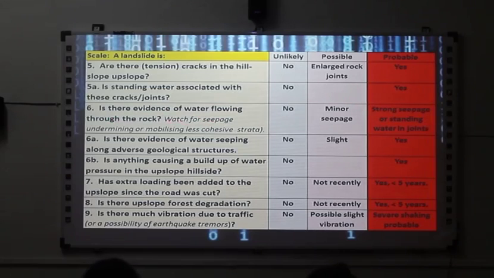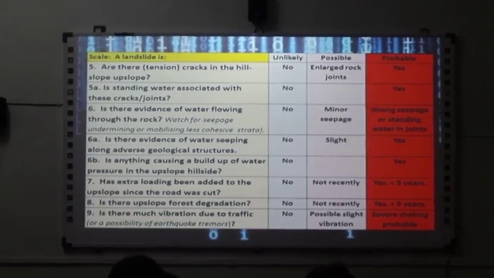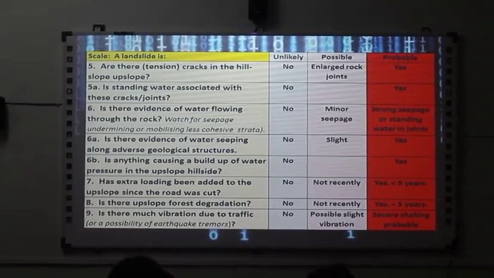Water through the rock, seepage. We didn't get any good results when I've done this, because usually it's been too late after the monsoon. But strong seepage is supposedly an indicator of landslide. Again, water seeping along adverse geological structures. Something causing a build of water pressure upslope. Extra loading added upslope. Forest degradation, taking away the strength of roots. Vibration due to traffic. All of these things.